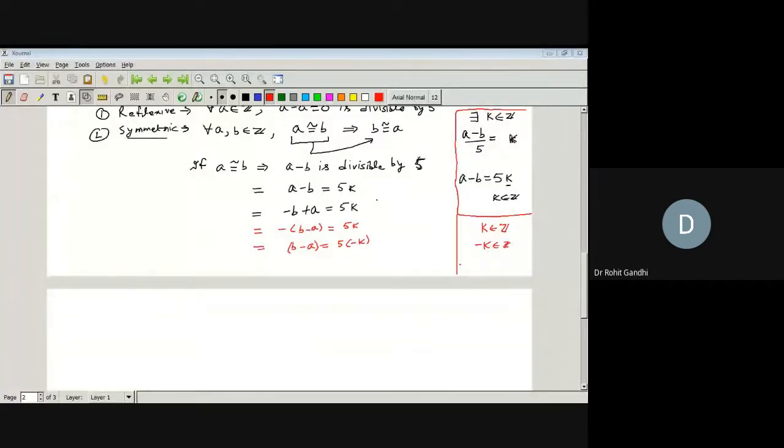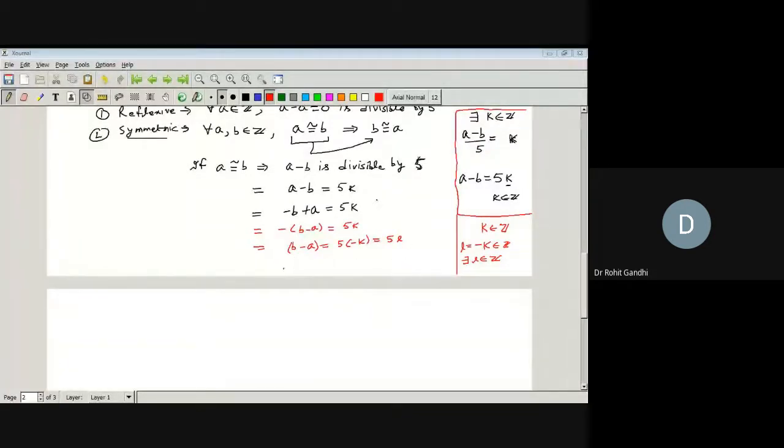Is it okay? Yes, sir. So there exists an integer minus k such that I can write b minus a as a multiple of 5. I will write minus k as small l. So there exists an integer l belonging to Z such that b minus a can be written as 5 into l.